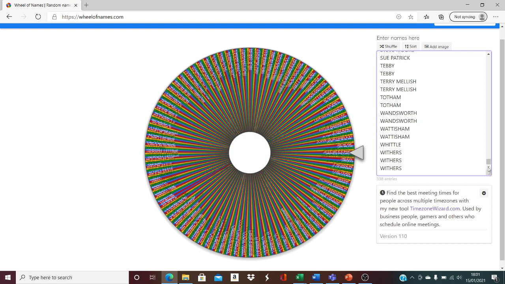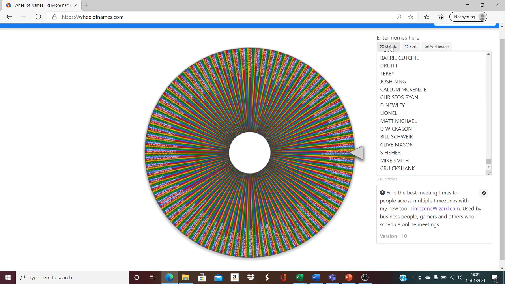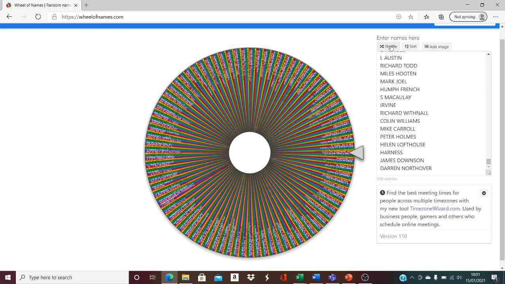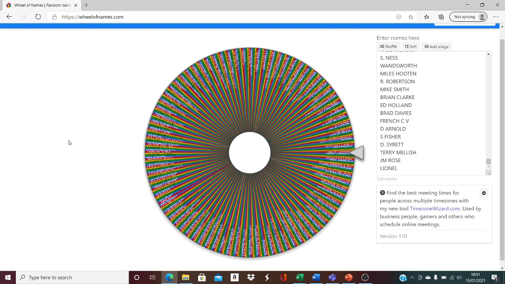Right, so what I am going to do is shuffle all the names up, mix them all around. One last shuffle. I know you can't see the names properly in the wheel because we've had so many entries, but the wheel of names will pick out the winner and tell you who is the big winner.